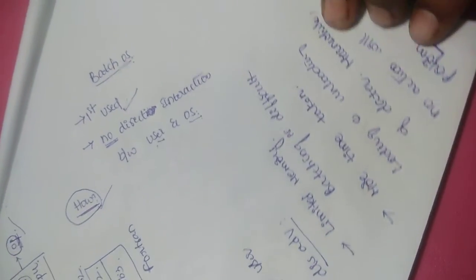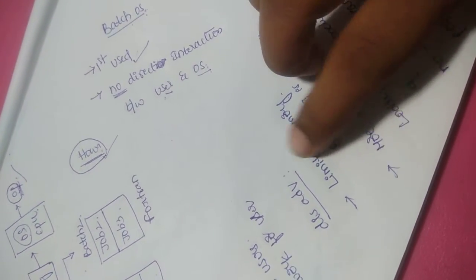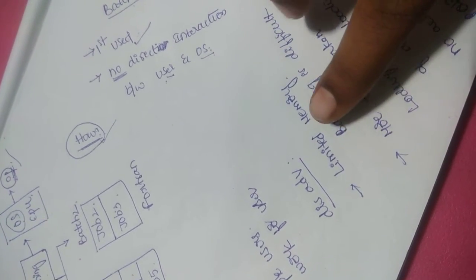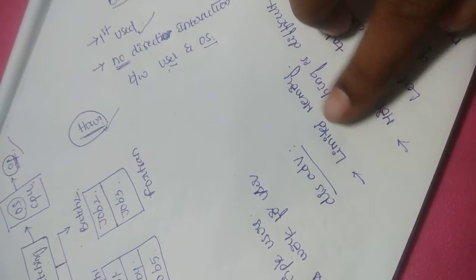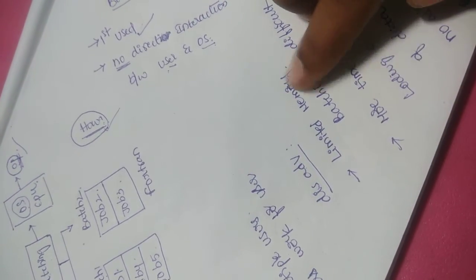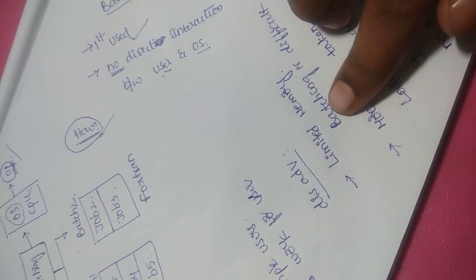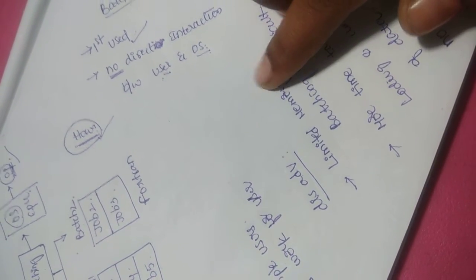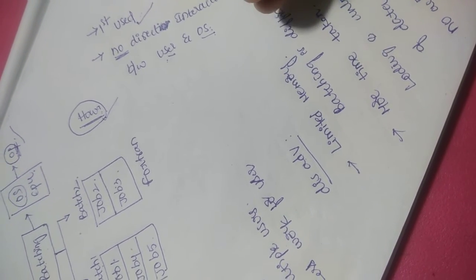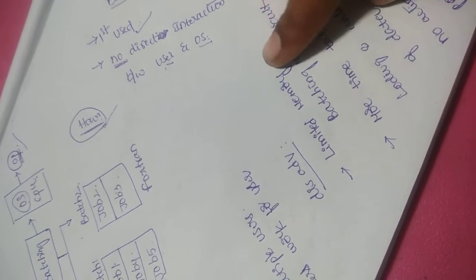And next, what are the disadvantages of the batch operating system? We already said that the batch operating system was the first operating system used. Hence, at that time, the memory was very small, just in terms of KB. Hence, limited memory is there, and while batching the jobs, it is difficult. We have to consider the size of memory while batching. Hence, it is a disadvantage.